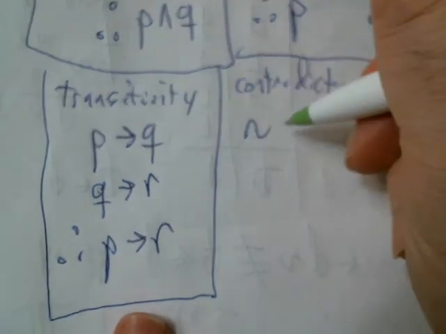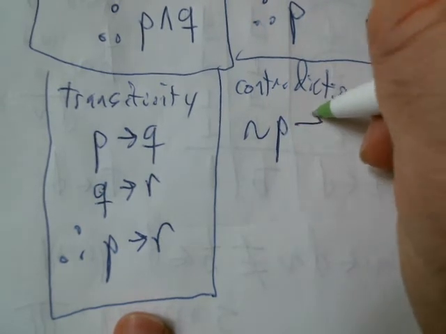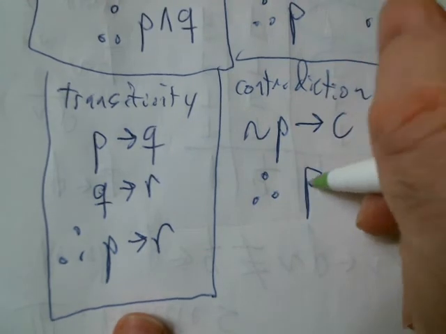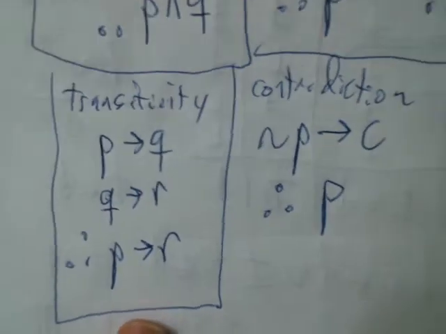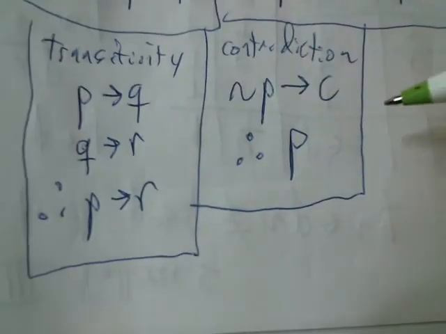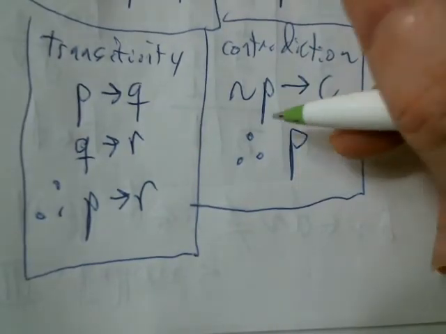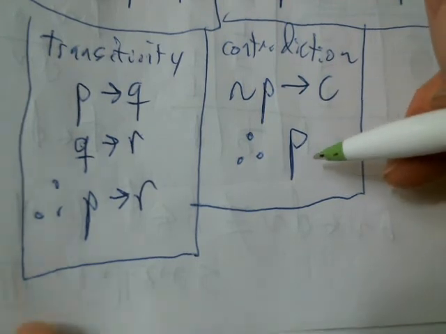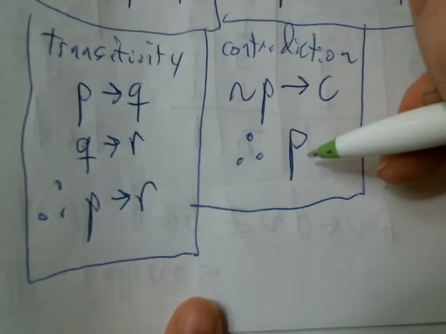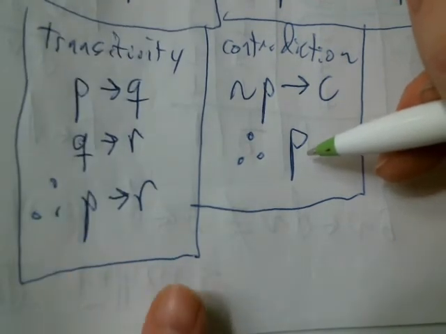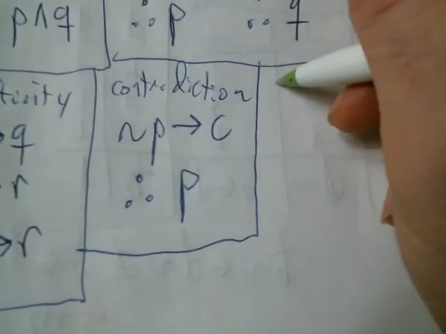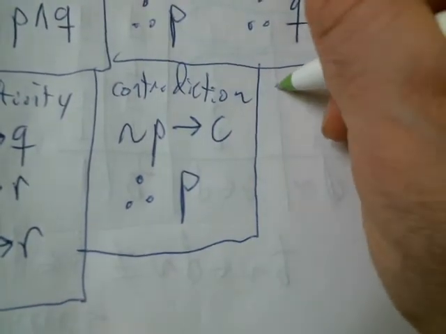Contradiction. If you're given not P implies a contradiction, you can conclude that it must be the case that P is true. And you'll see that happen in proofs a lot. They'll presume that it's not true. It leads to a contradiction, so therefore the problem with your argument is that you assumed P was not true. It must be true then. Okay.